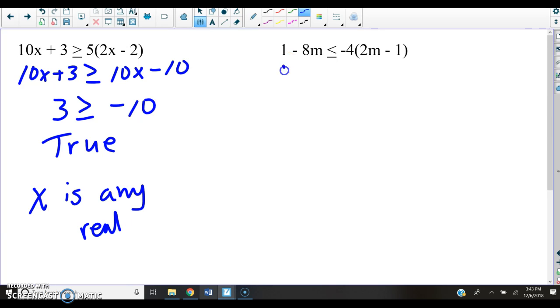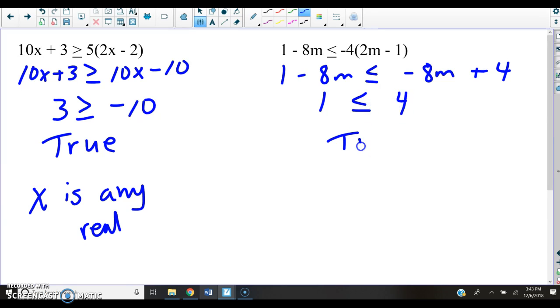On this next one, 1 minus 8m. When we distribute, we get negative 8m and a plus positive 4. If we add 8m to both sides, you get 1 is less than or equal to 4. Again, that's true. 1 is smaller than 4. So m is any real. No matter what you pick for m, 0, 10, negative 6, it will be true.